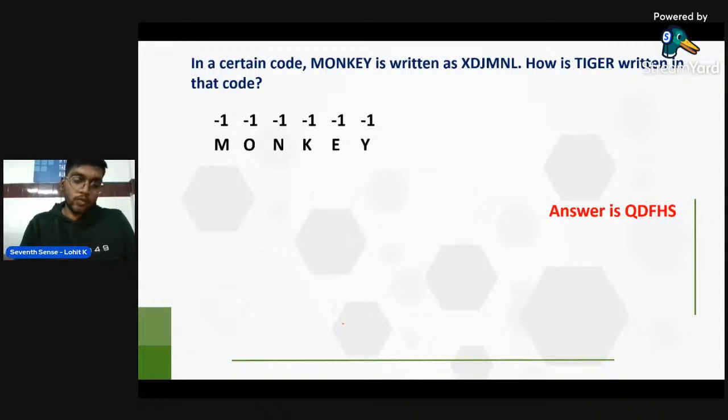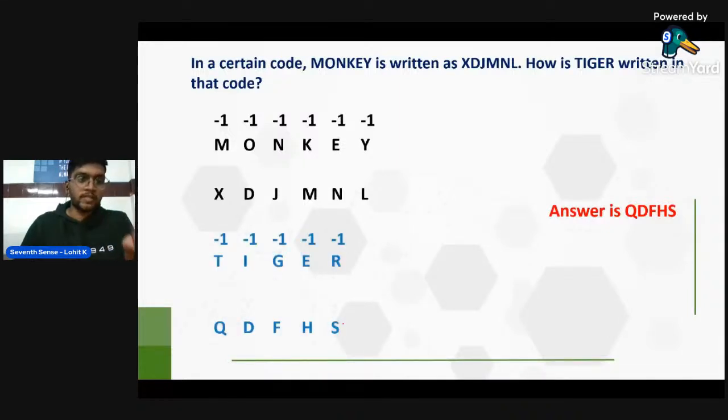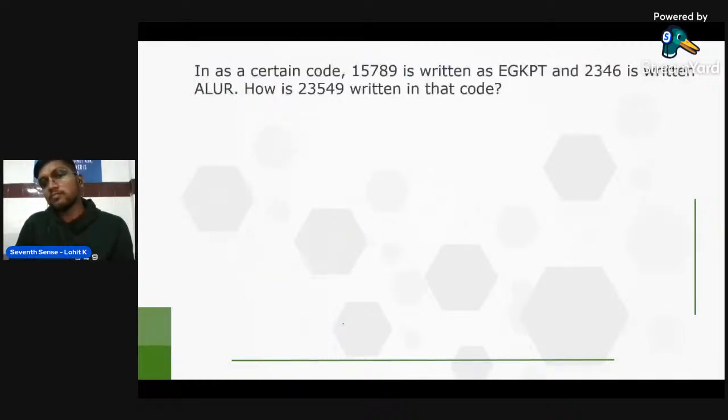So what they are doing here is taking the minus one of the original letters and then reversing it. Whatever you get by doing the minus, write it in reverse order and you get the answer. Do the same thing for tiger. T minus one is S, I minus one is H, G minus one is F, E minus one is D, R minus one is Q. Write it in reverse order and you'll get the answer: Q, D, F, H, S. Do the same thing for this now.